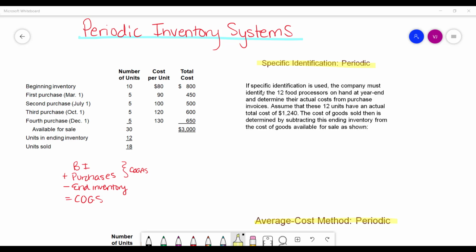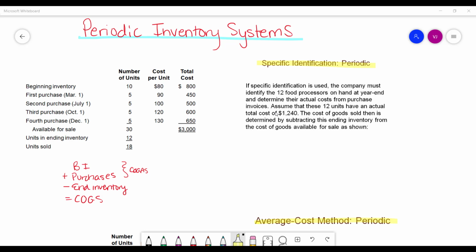So here, the company is going to have to identify the 12 units that they have left over. So they're going to have to identify the 12 food processors on hand at year end and determine their actual costs by looking at the purchase invoices. So we're just going to assume they went in and checked and saw that, okay, those 12 units that we have left, according to these purchase invoices, those 12 units that we have left cost us $1,240.